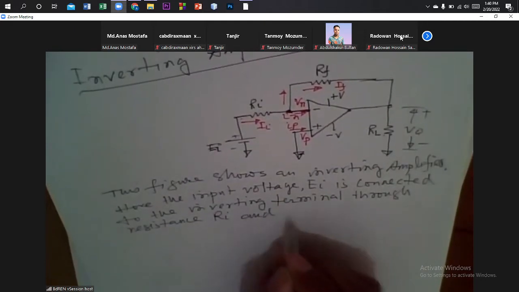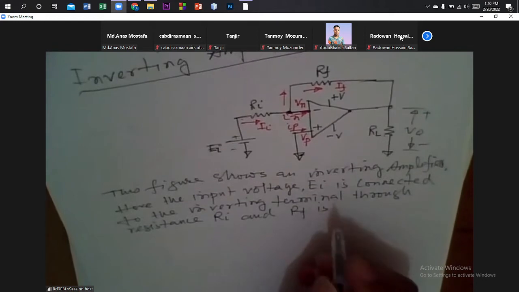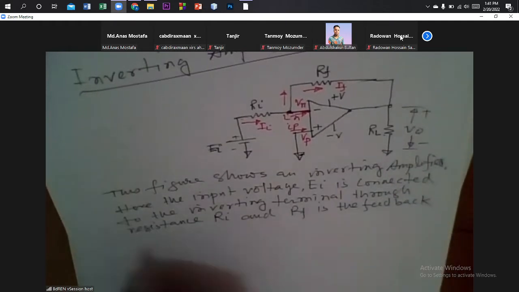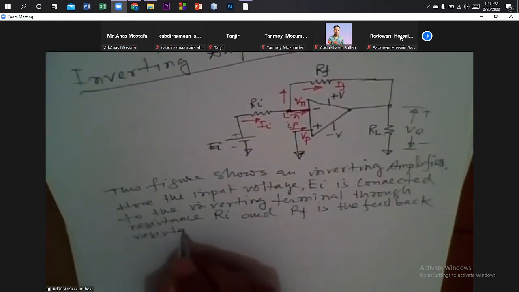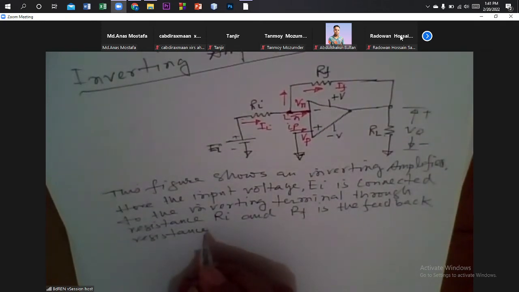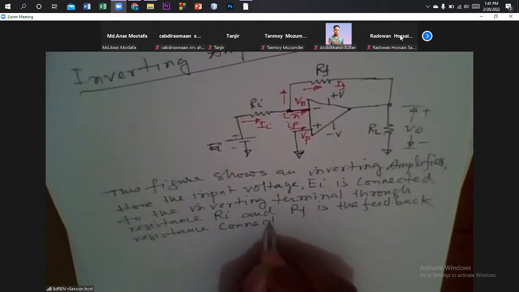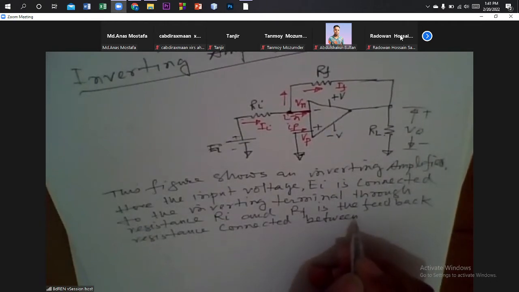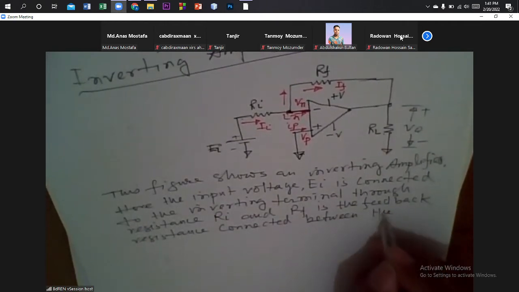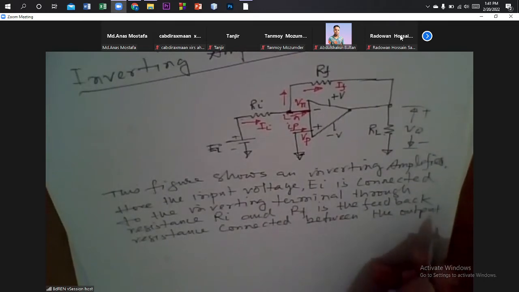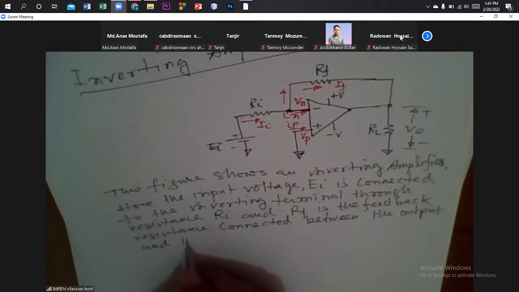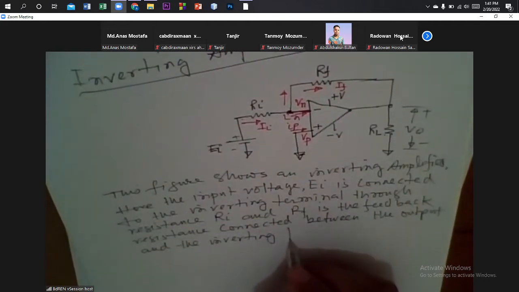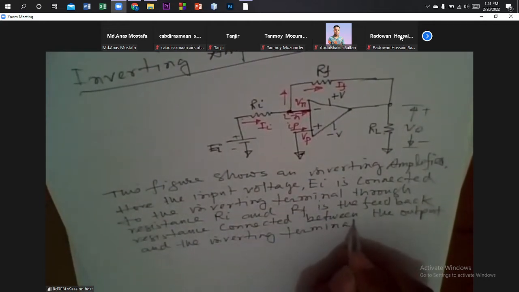And RF is the feedback resistance connected between the output and the inverting terminal. Clear?